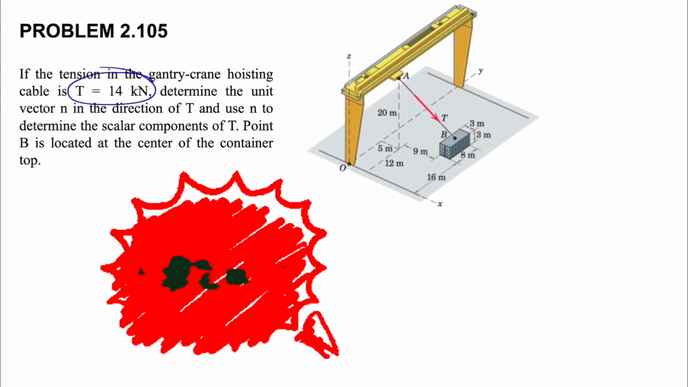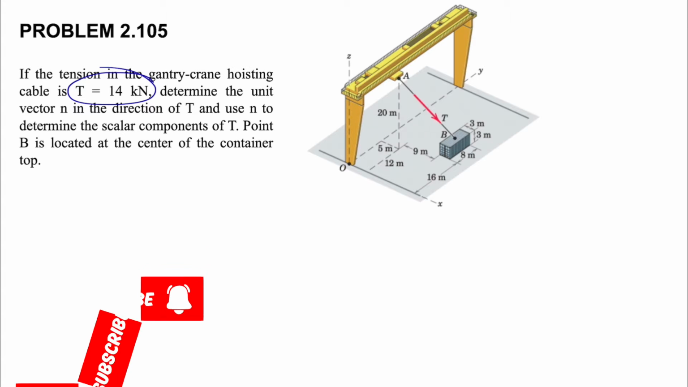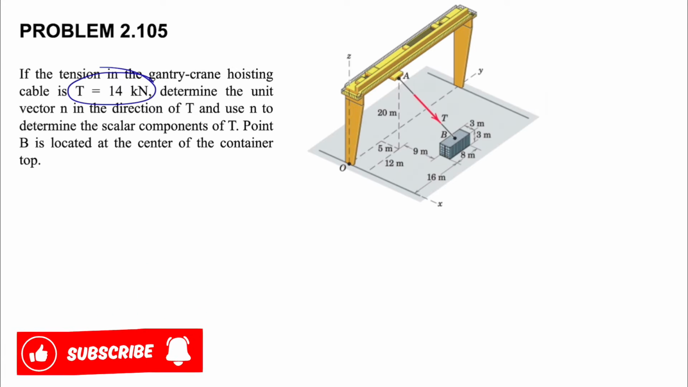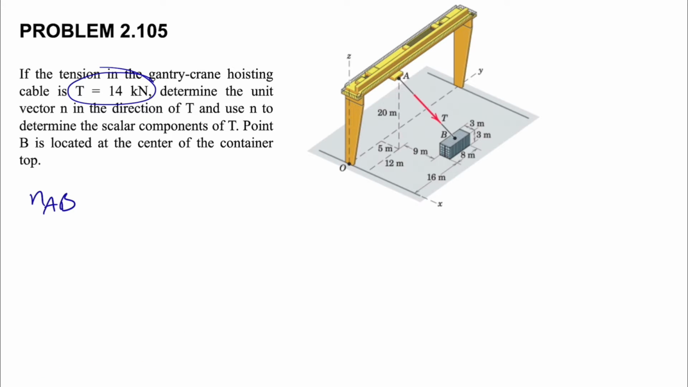Okay, welcome back, guys. So in today's question, we know the tension in the cable that is connecting point A to B is 14 kilonewton, and we need to determine the unit vector N in the direction of T and use N to determine the scalar components of T. And from the question, we know that the point B is located at the center of the container top.